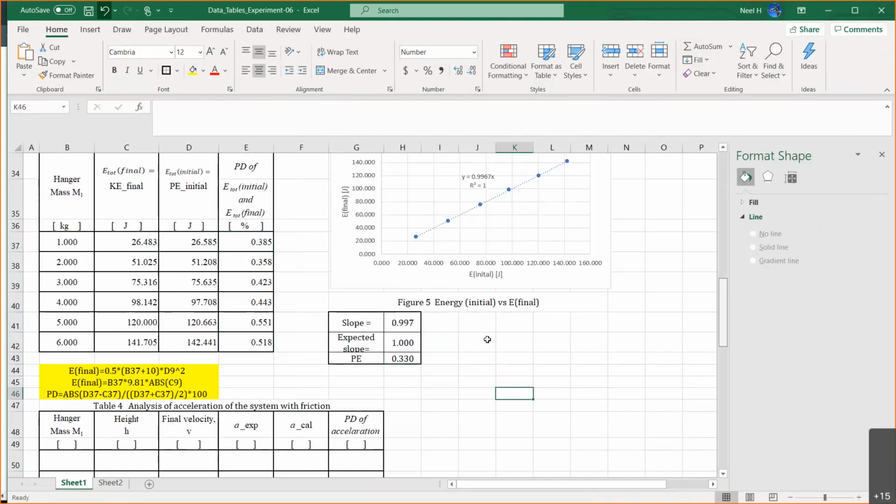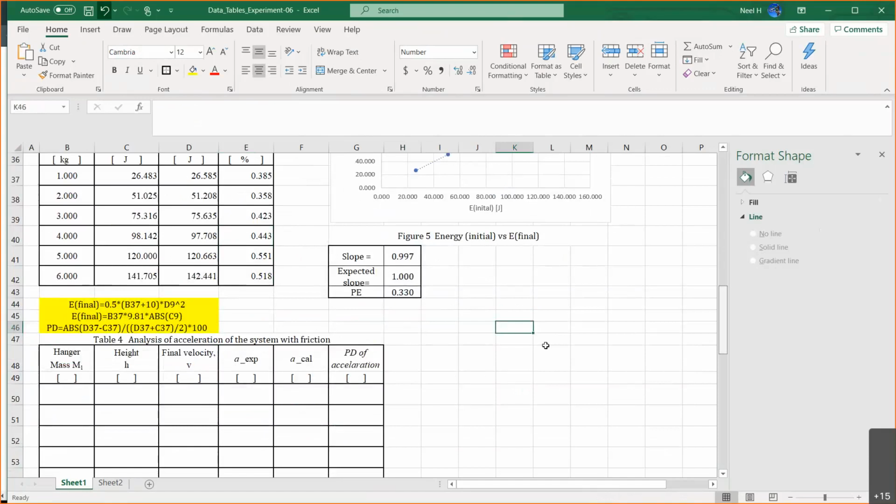Okay, then let's continue to the next step. Professor, can you show the PE function you put in? Yeah, so this should be the PE for this table which we just did.